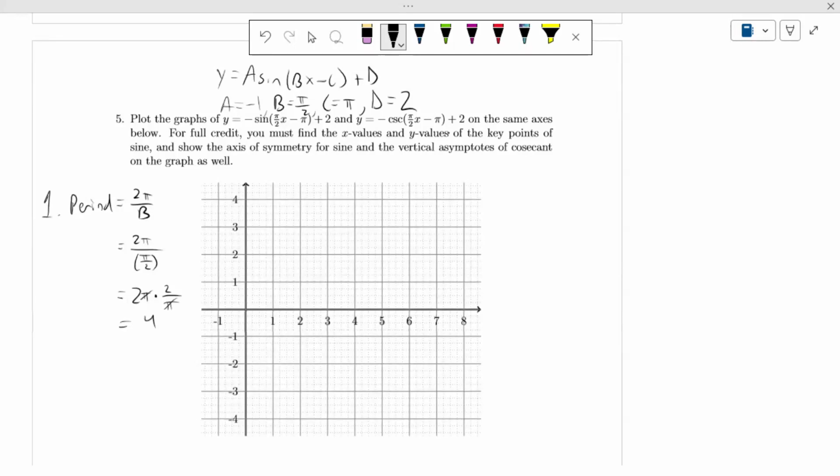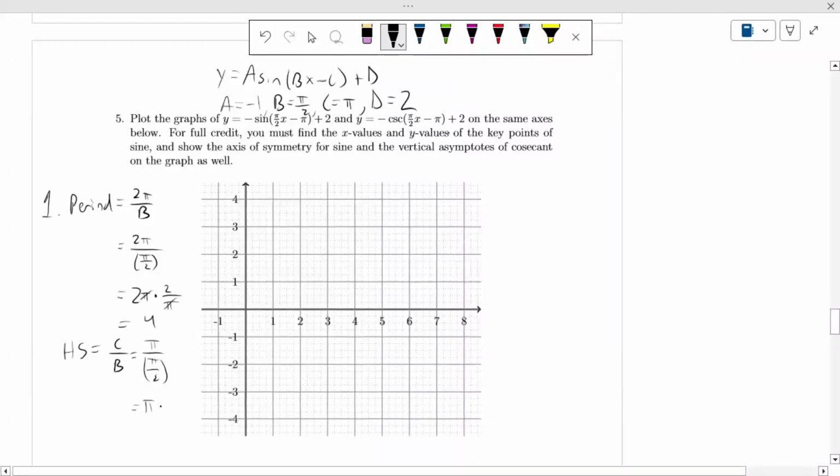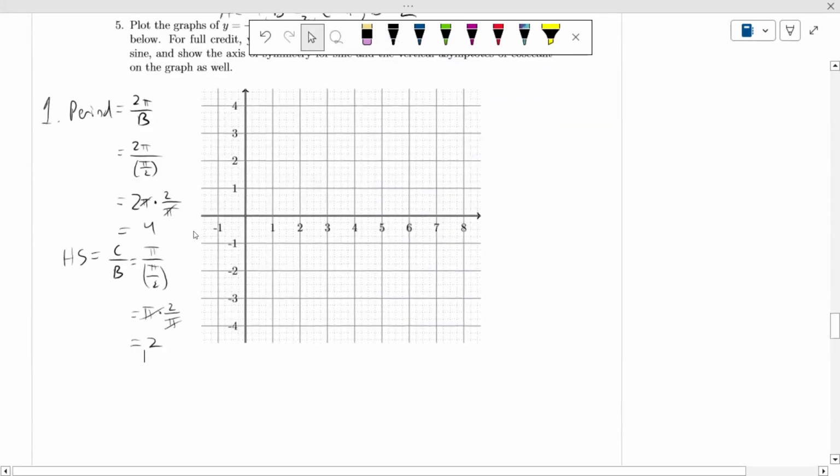Any questions on that? Okay. Now we can do our horizontal shift, which is always C divided by B. My C here is pi and my B here is pi over 2. Use parentheses. So this is pi times the reciprocal of pi over 2. My pi's are going to cancel off, and I'm just left with 2. So now I have my period and my horizontal shift.